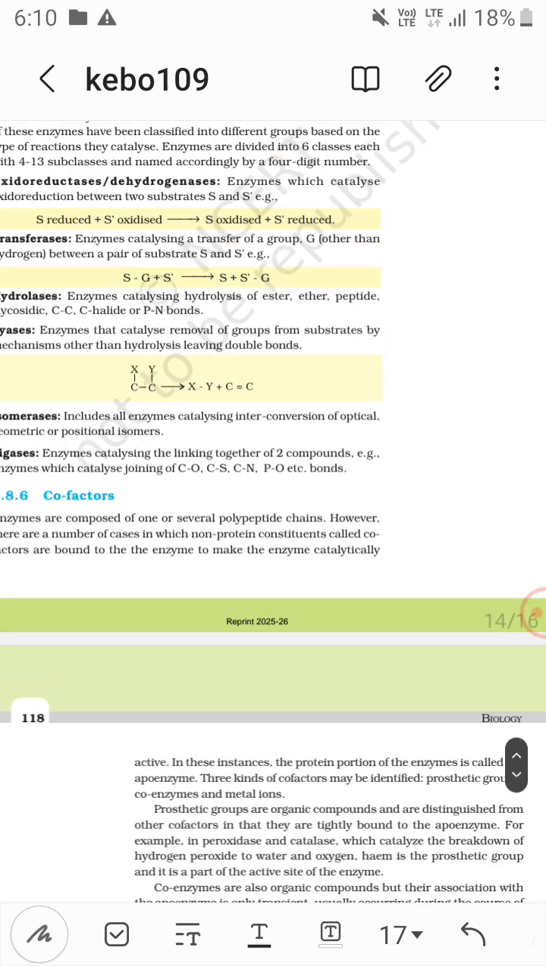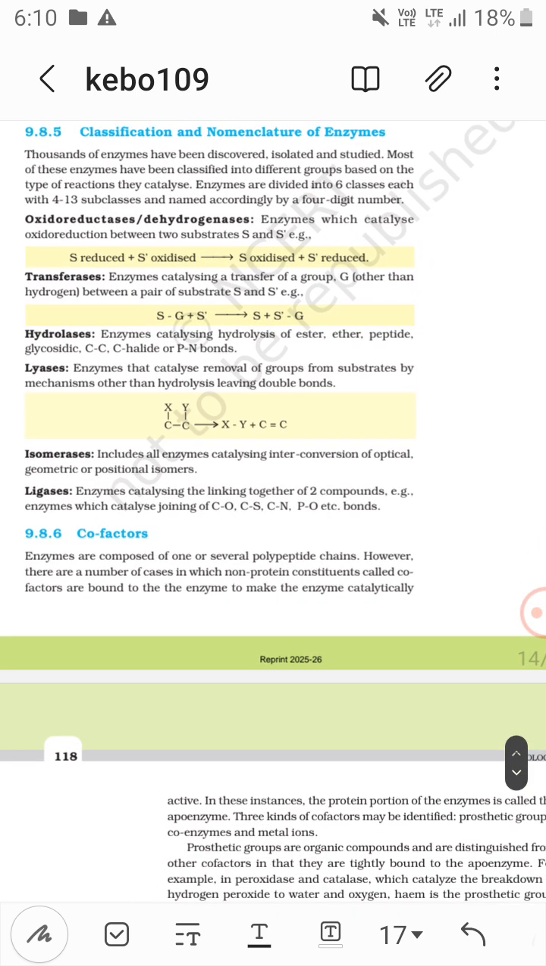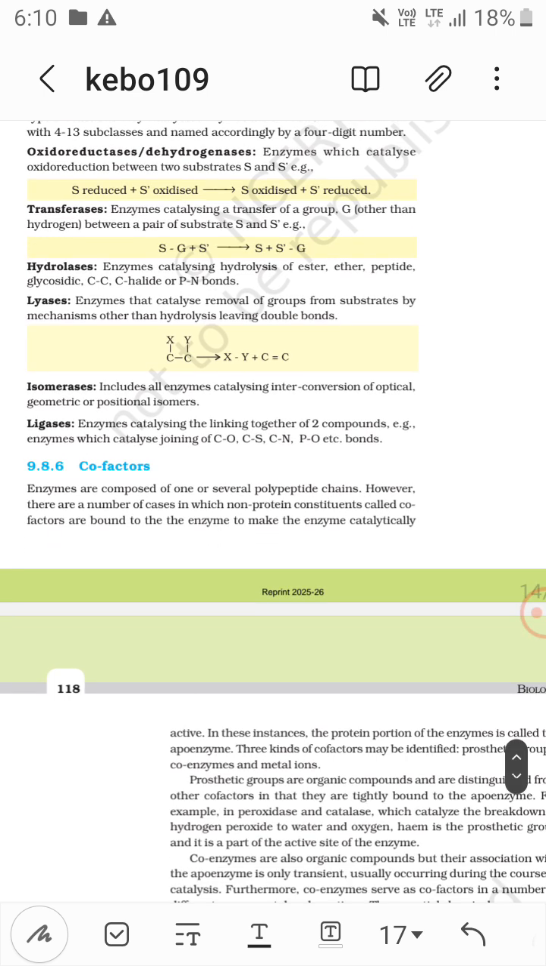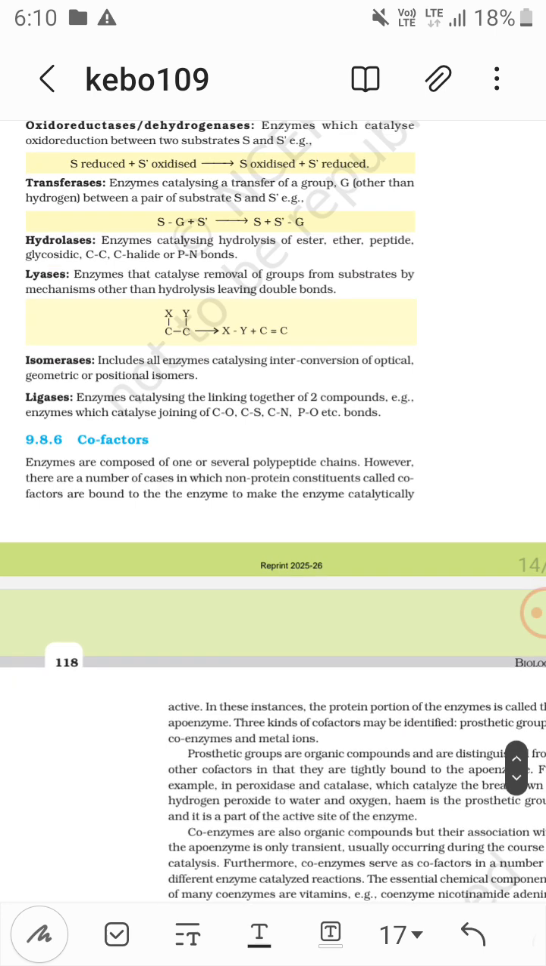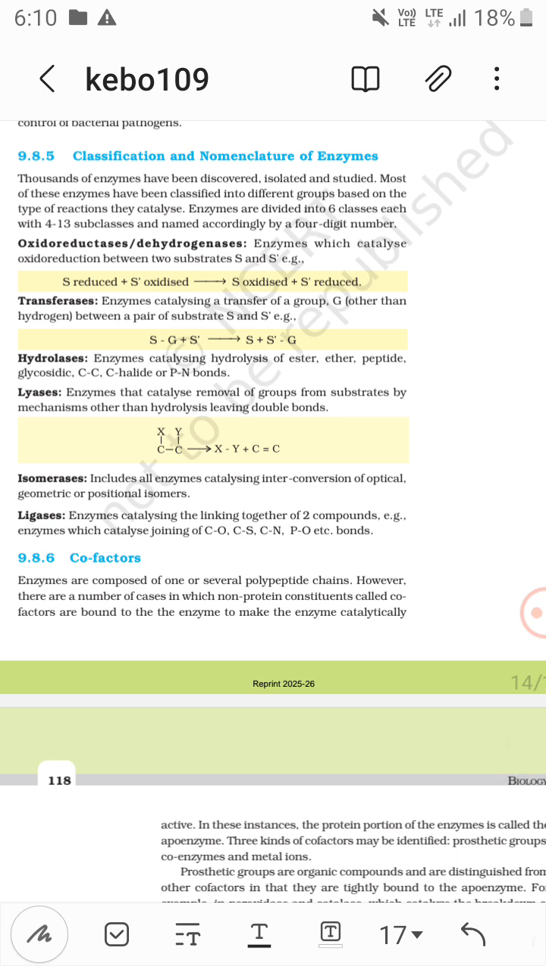Now the fifth one is isomerases, right? Isomerases include all enzymes catalyzing interconversion of optical, geometric or positional isomers. These are isomerases. Now the sixth one is ligases. Ligase means ligate. It can connect, it can join two different compounds, okay, through C-O, C-S, C-N and P-O bonds, right?